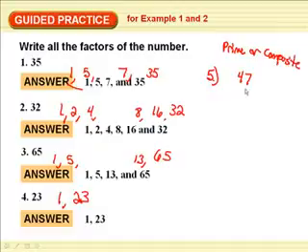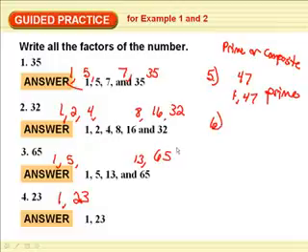Okay, well, I'm thinking of my facts. 47, the only thing I can see that goes into 47 is 1 and 47. 2 won't go into it because it's not even. 3, no. 4, no. 5, no. It doesn't end in a 5 or a 0. 6, no. So that would be prime.